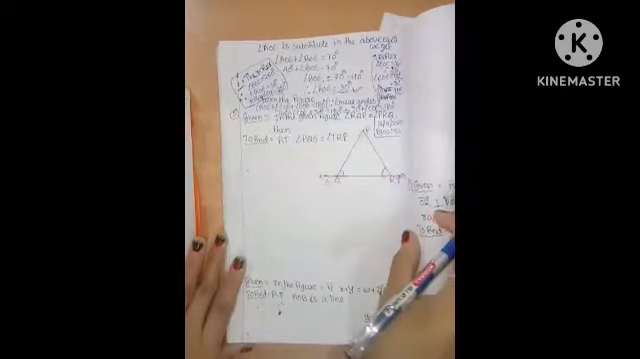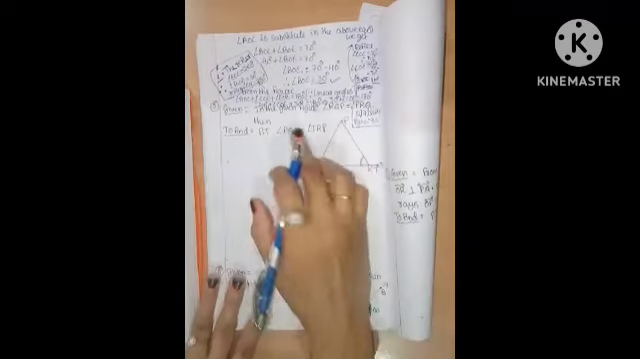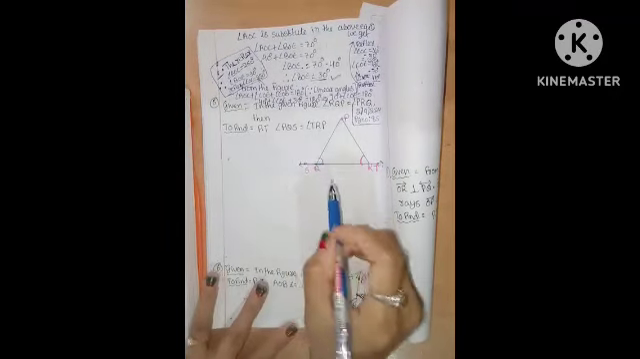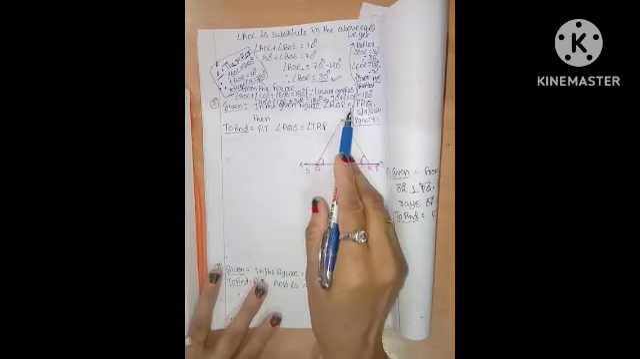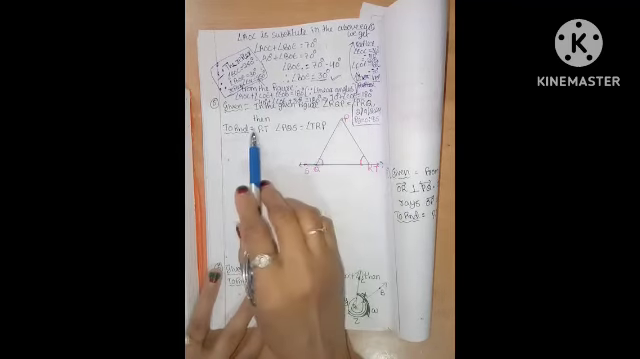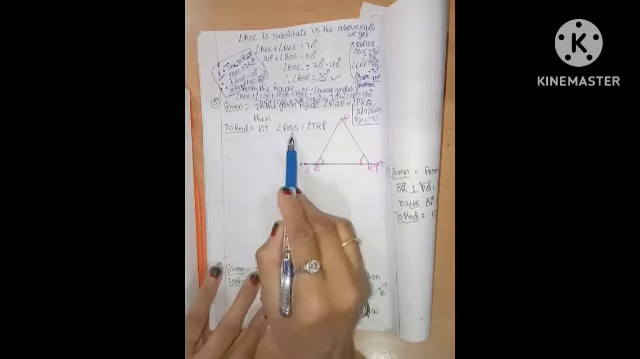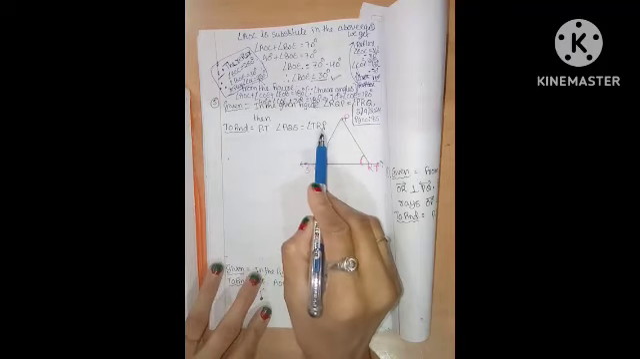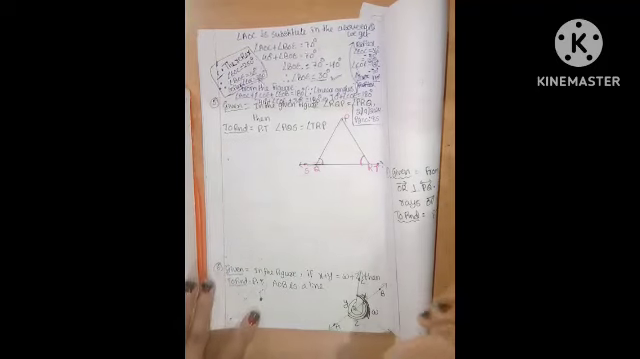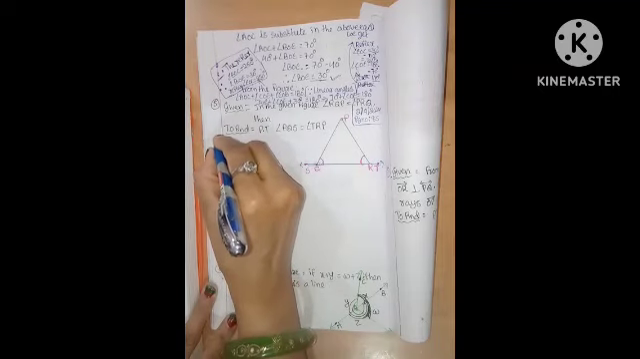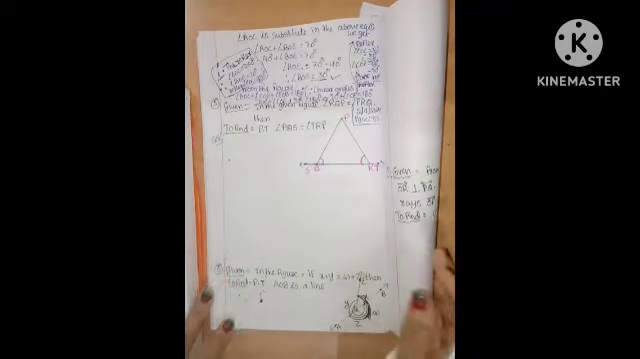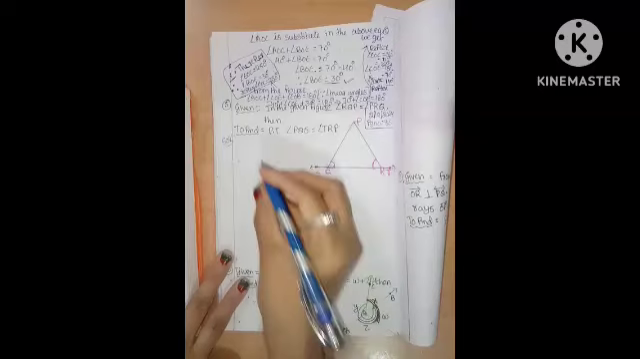First, how do we write the given data in our problem? In the figure given below, angle RQP equals angle PRQ. To find: prove that angle PQS equals angle TRP. This is the figure and the given problem. So let us do the solution for this problem. Listen carefully.